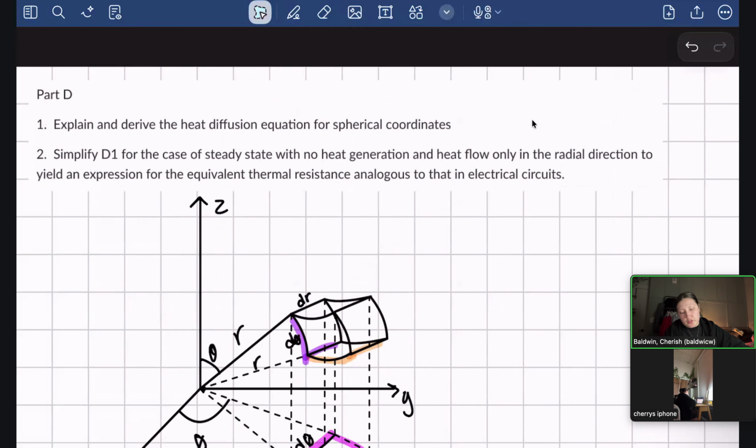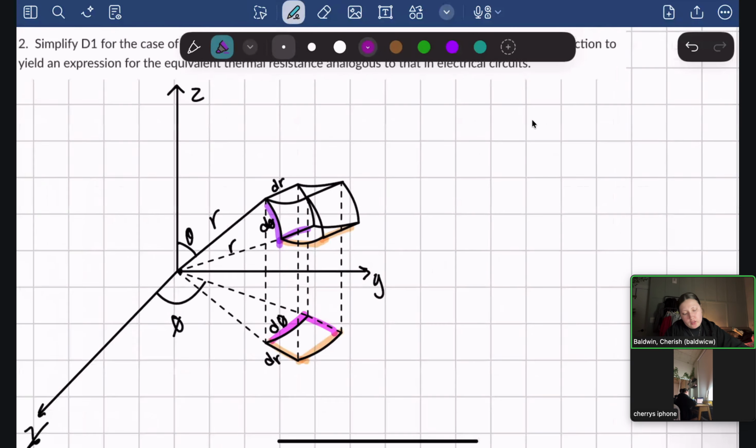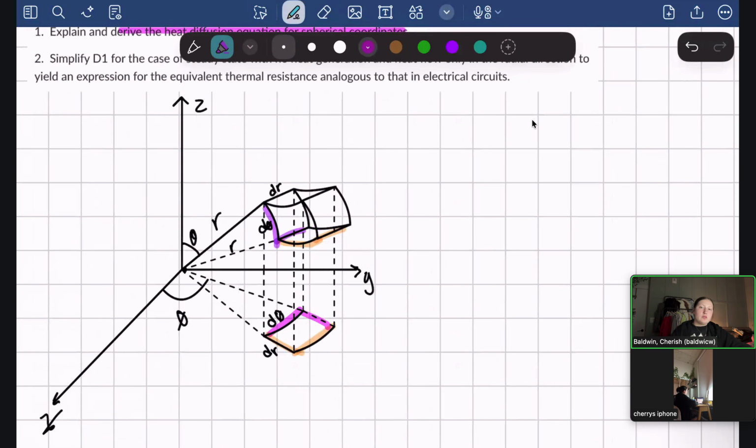Alright, so now I'm gonna derive the heat diffusion equation for spherical coordinates. So I have the sphere drawn here. This top part is going into the page, and this bottom part is like coming out.